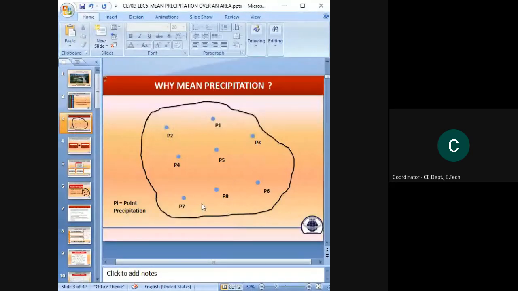Rainfall occurs over this whole area. If we collect only one data point, then the area cannot be represented by that one data point. These data are known as point precipitation. We have to convert this point precipitation into an average or mean value, so we have to average all this data. Now there are different methods of averaging. We will discuss later what these methods are.